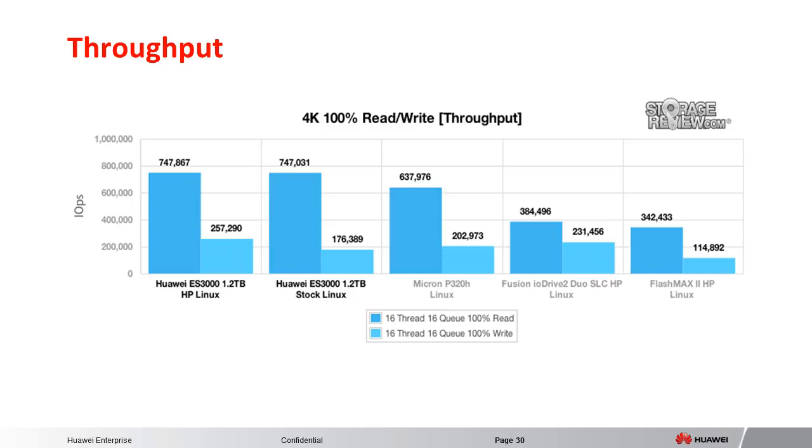747, almost 7,500,000 IOPS per second, and the 1.2 is almost 257,000. Then we go to the Huawei 1.2. If you notice, 1.2 still provides almost the same good IOPS. It's just if you want to go with the lower capacity. Then Micron's, Fusion IO and HP are lagging, third and fourth.